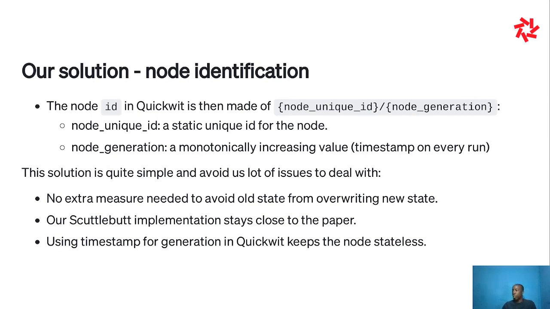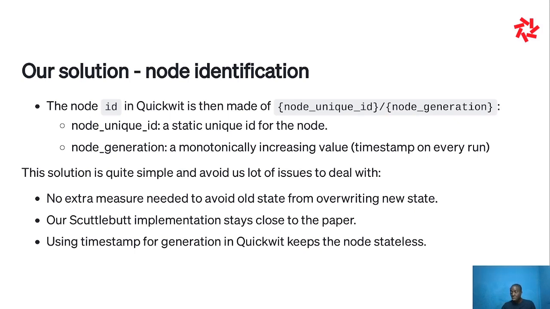The ID is comprised of node unique ID and node generation. Node unique ID is a static unique ID that you give to your node during configuration. It can be a name or even a tag if you want. Then you have the node generation, which is a monotonically increasing value. Cassandra also uses a timestamp for it, so we do the same. In our case we use a timestamp because we want to keep our node stateless. We don't want to be saving something somewhere and re-incrementing it any time we restart the node. So a timestamp was a good thing to use.